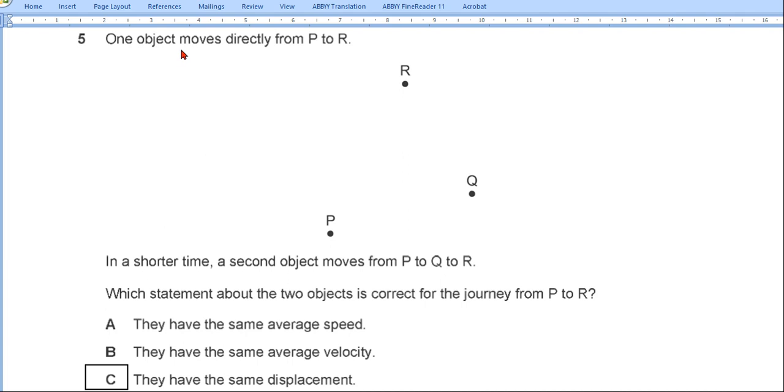One object moves directly from P to R in a shorter time. A second object moves from P to Q to R. Which statement about the two objects is correct for the journey from P to R? They have the same displacement, as they have the same initial point and final point.